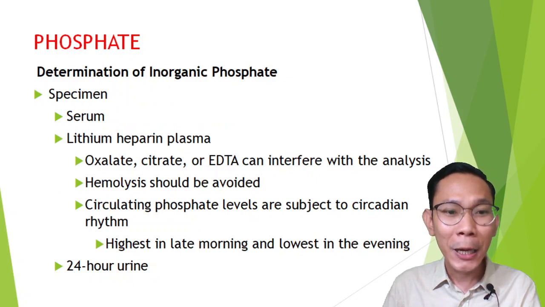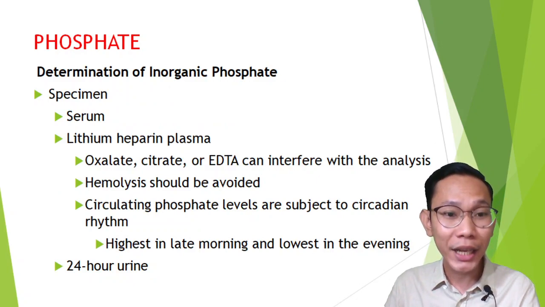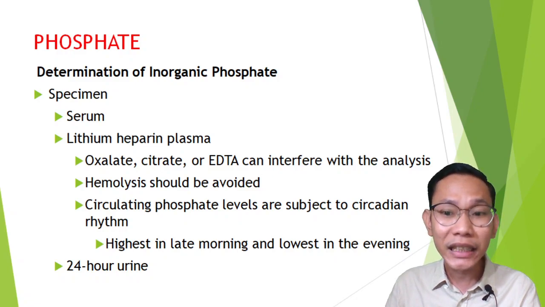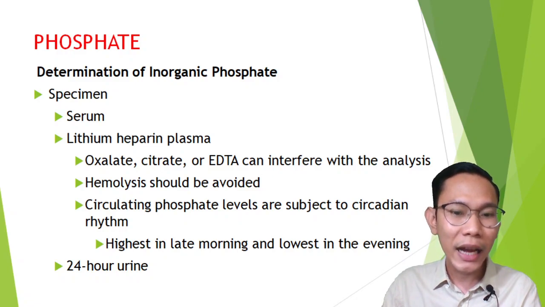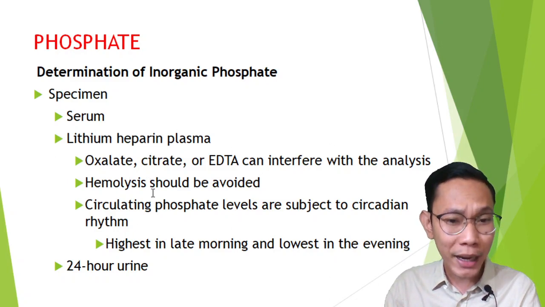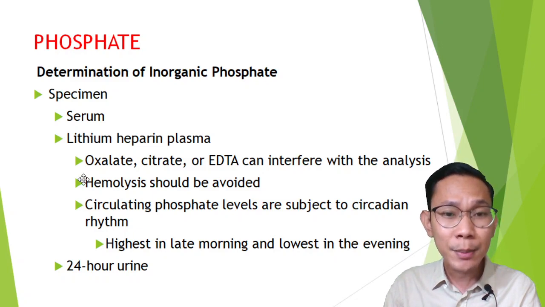So again, what are the specimens that we use to determine inorganic phosphate? We have your serum, we have your lithium heparin plasma. Your oxalate, your citrate, or your EDTA can interfere with the analysis. So in short, ang kailangan natin gamitin is your lithium heparin plasma. Then, hemolysis should be avoided. Kaya bakit? Kasi nga, majority of your phosphate is intracellularly located. Circulating phosphate levels are subject to circadian rhythm, so highest in late morning and lowest in the evening. Also, we can detect your phosphate using your 24-hour urine.